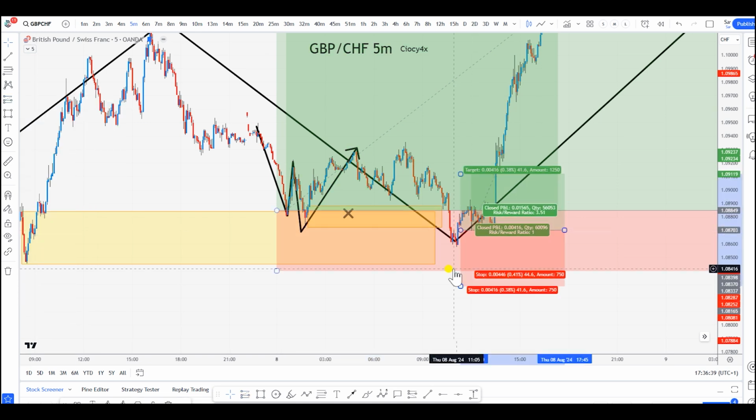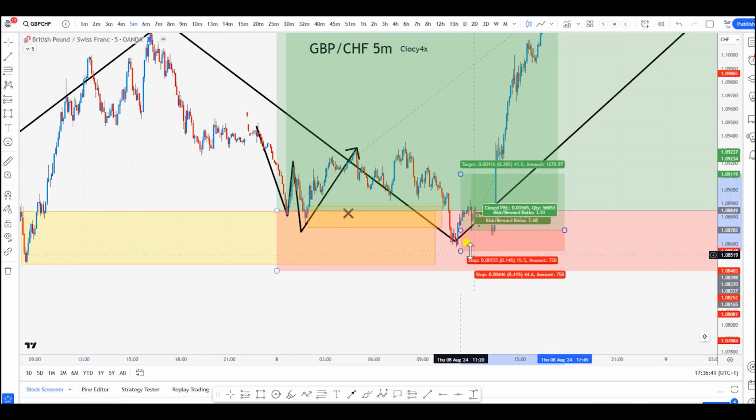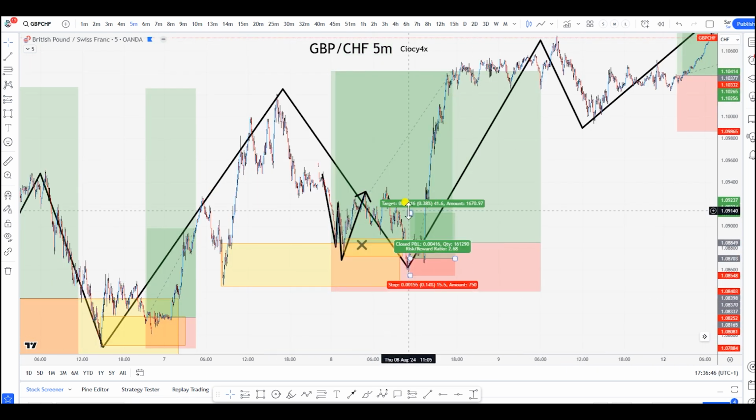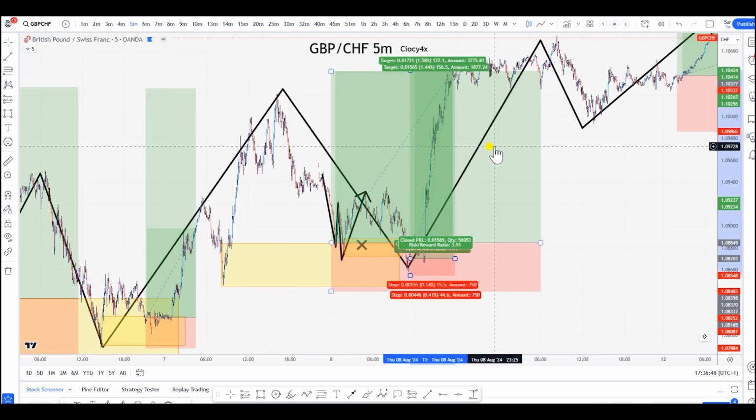In this case, you take it from here, stop loss around there. You target the same as above, the one that you got in the bigger picture. And voila, there you go. 1 to 11, 1 to 3.5. Guys, do you understand what I'm saying?